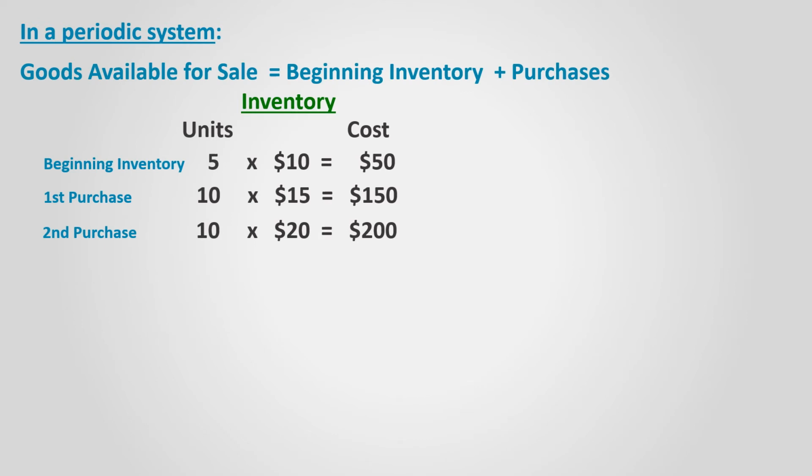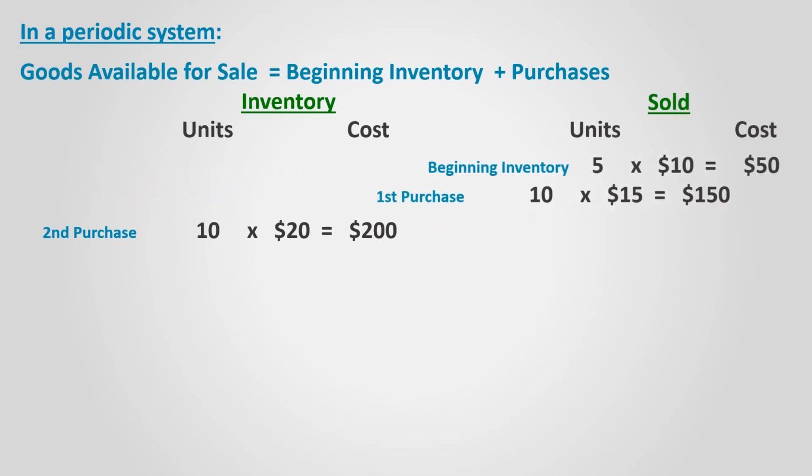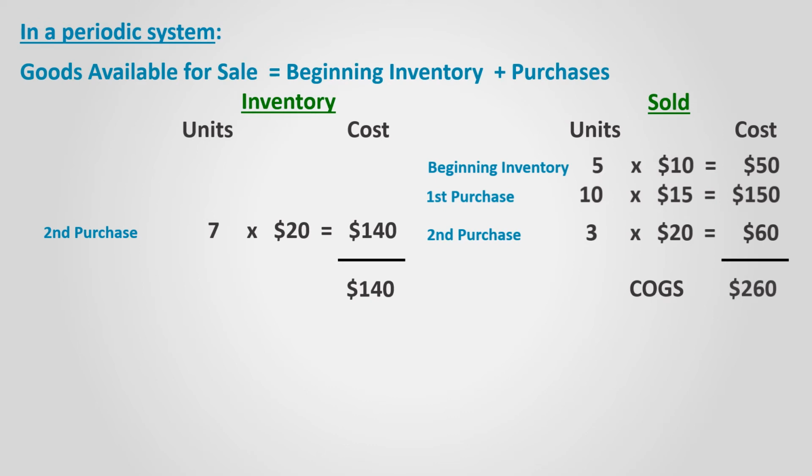Since we are using FIFO, then the first units that came in are assumed to be the first sold. So the 5 units of the beginning inventory are sold, followed by the 10 units from the first purchase, then 3 units from the second purchase. This leaves 7 units from the second purchase in the ending inventory. Accordingly, the ending inventory is equal to 7 units times $20 each, which is $140. The cost of goods sold is equal to $260, which is derived from $50 of the beginning inventory plus $350 of total purchase minus $140 of the ending inventory as stated above.